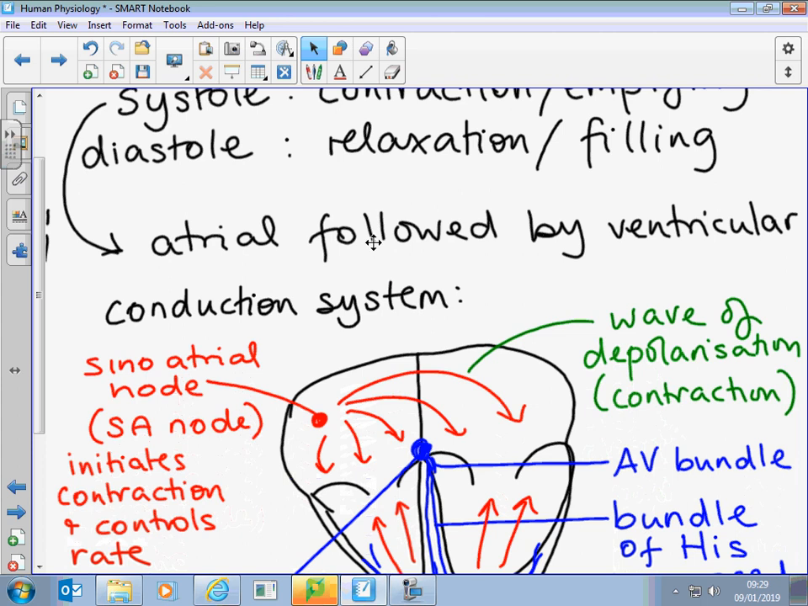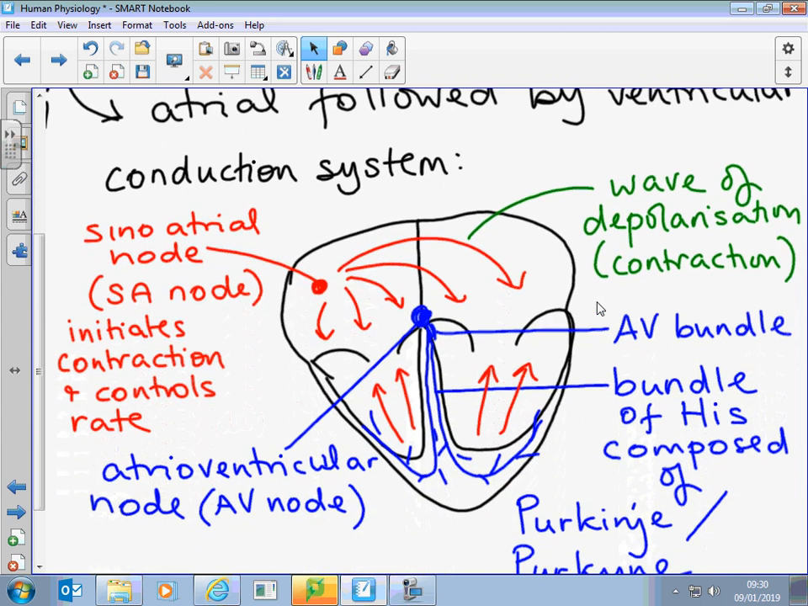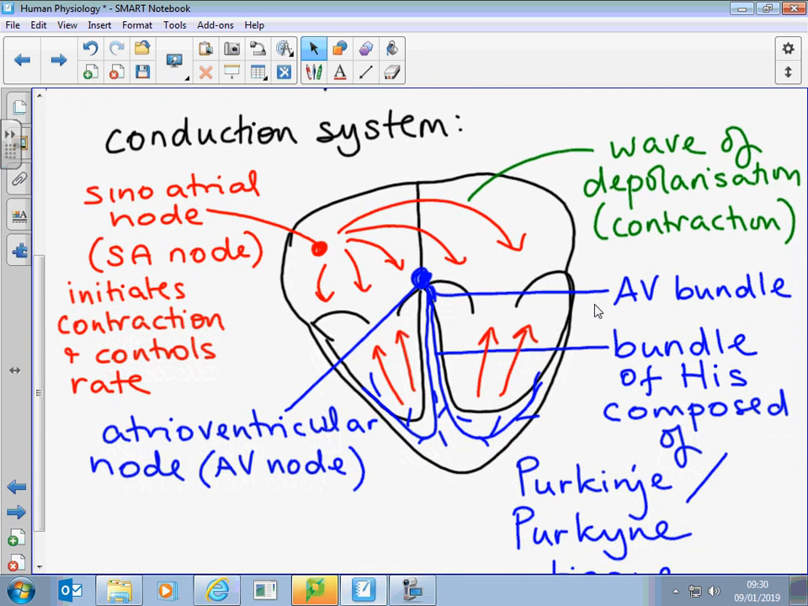But the way that the heart contracts in sequence, atria then ventricles, requires this conduction system, fibres that run through the heart, conducting a wave of depolarization. I have got the green label over there at the top right. This wave of depolarization is what the red arrows are showing.